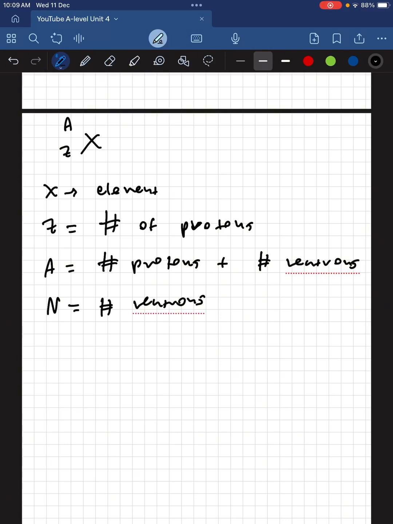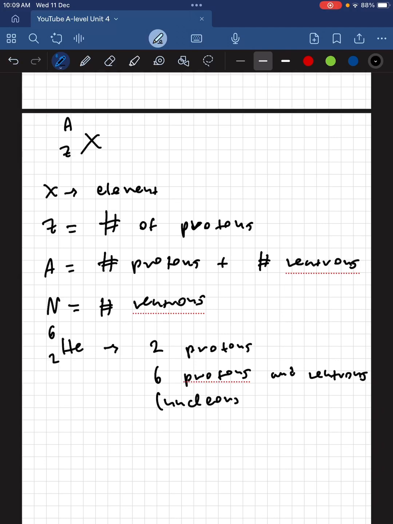Okay, so for example, if we have helium 6, 2, this guy has 2 protons and 6 protons and neutrons. So it has 4 neutrons pretty much, okay? And protons and neutrons are also called nucleons, okay? So nucleons are protons or neutrons.